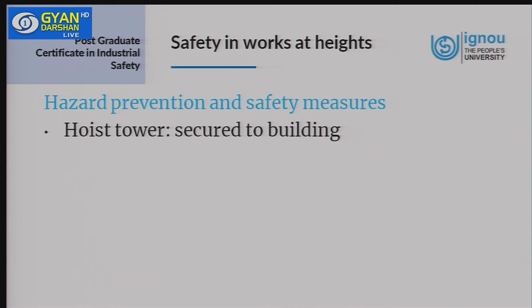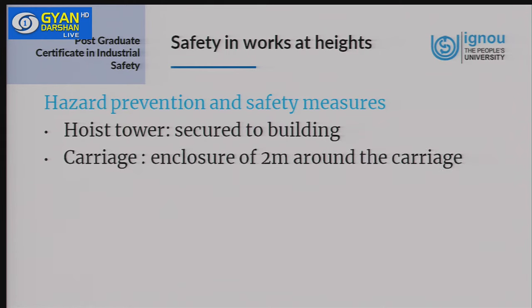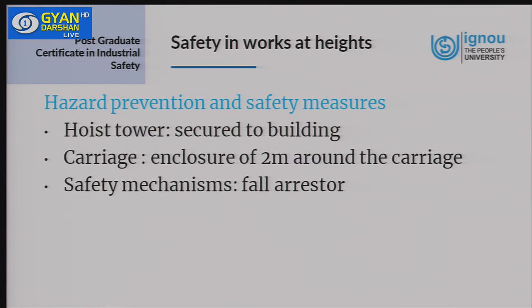What are the mechanisms and the safety measures that we need to take into consideration for hoist towers? First of all, hoist towers have to be secured to buildings at intervals in order to get stability. The carriage, which is where the people and the objects are kept for moving up and down, must have a 2 meter enclosure around it.